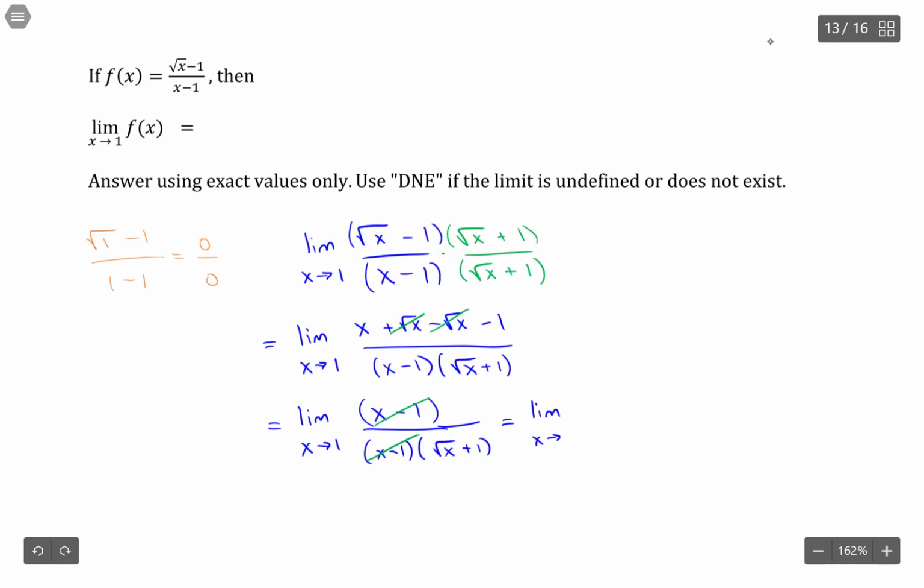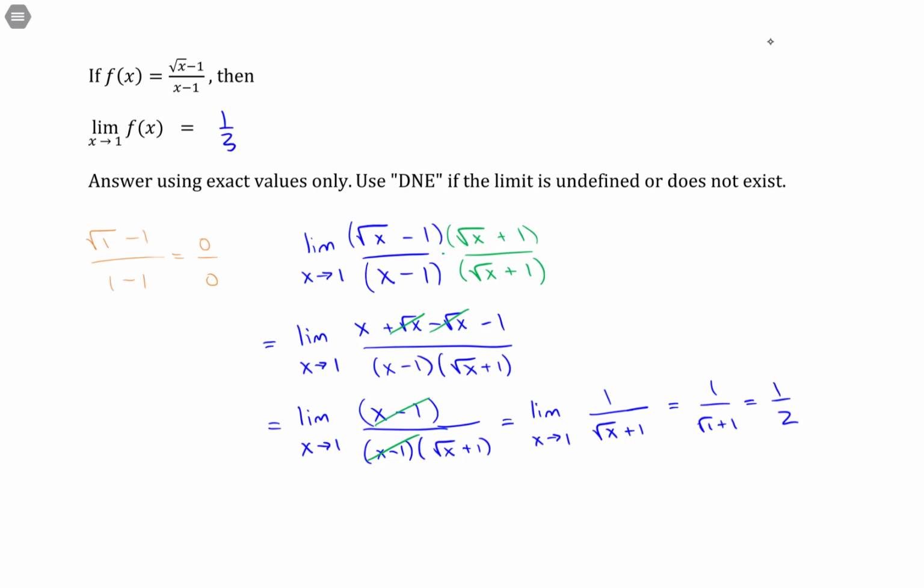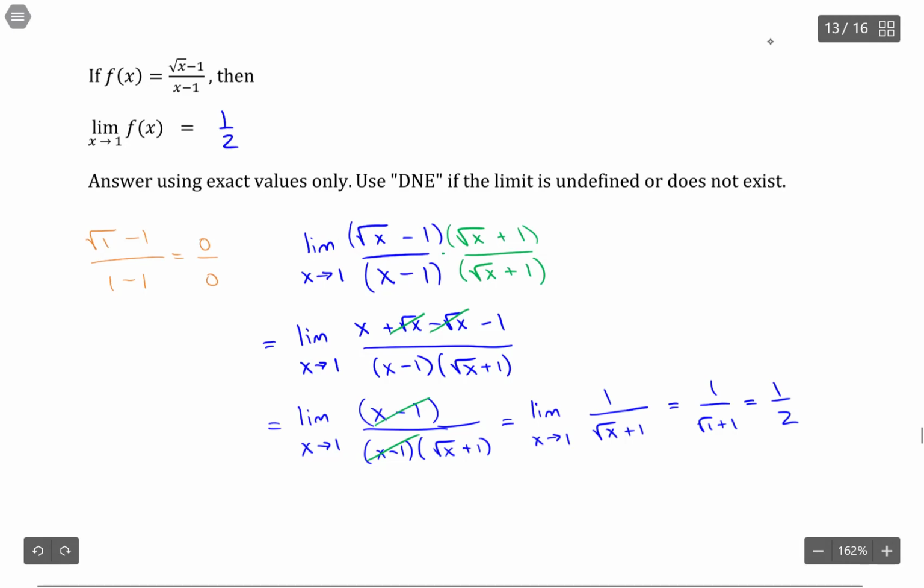Now I have the limit as x approaches 1 of just 1 over the square root of x plus 1. And when I plug in my limit value of 1, I have 1 over the square root of 1 plus 1, which is 1/2. And that's a real number, so that's our final answer. And I don't know why I wrote a third there. There we go.